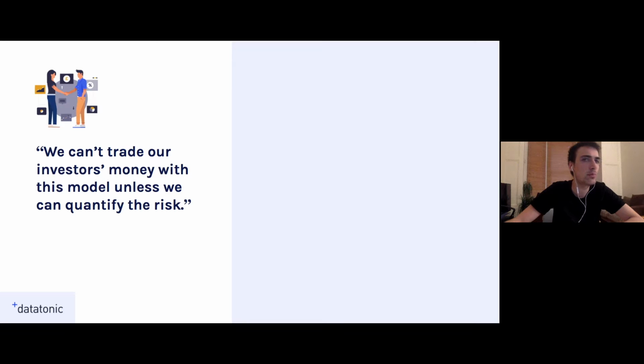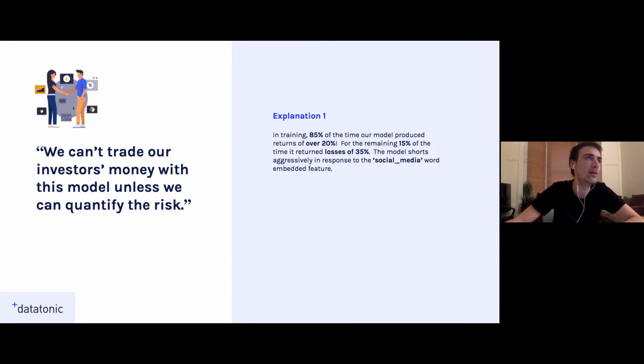One final example, if a model was to be used by traders, they will want to, for example, be able to understand the risk that is inherent in the model. So a poor explanation which could lead to a risky application of a model could be, in training, 85% of the time, our model produced returns of over 20%. For the remaining 15% of the time, it returned losses of 35%. The model shorts aggressively in response to the social media word embedded feature.